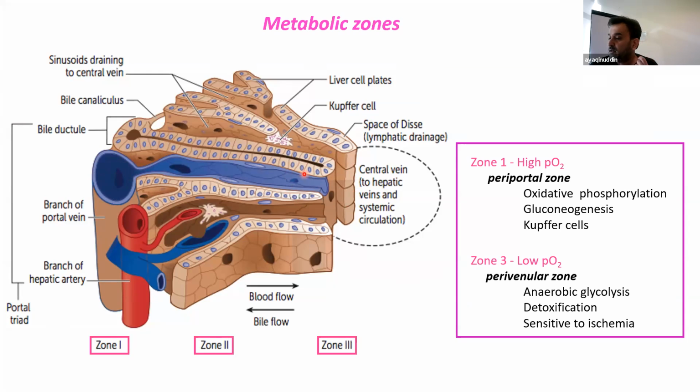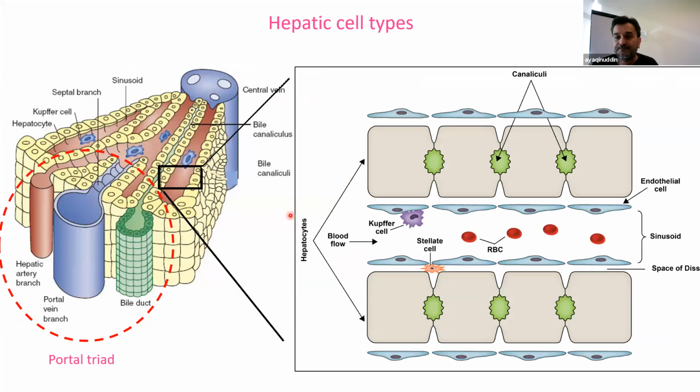So if you are affected by ischemia or a toxic drug, zone three is the area which is going to be much more sensitive to the toxins, and much more sensitive to ischemia as compared to this region. So any injury to the liver, you would first see it in zone three versus zone one. Any fibrosis, any injury because of ischemia or toxins would be much more in zone three of the liver as compared to zone one.